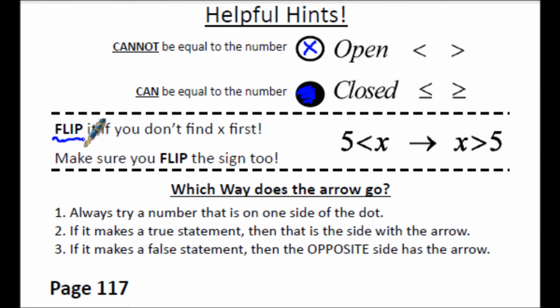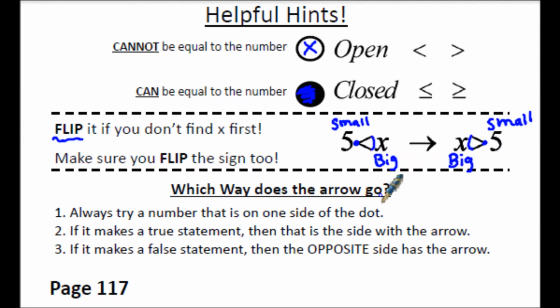You can flip the inequality if you don't read the x first. So here it's saying that the 5 is smaller and the x is bigger. So you're saying the same thing if you flip the x to the left side, if you flip the inequality symbol as well. So we still want to say that x is bigger and see that 5 is smaller. So if you flip the order because you want to see x first, then you need to make sure that you're flipping that sign as well.